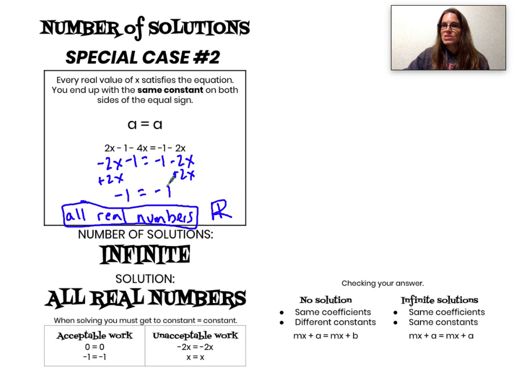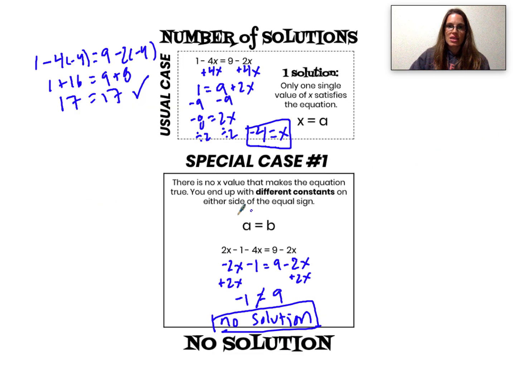Please don't be confused and stop at negative 1 equals negative 1. That is not the solution. Similarly, for this equation, don't stop at negative 1 equals 9. That's not the solution, that's just the work.